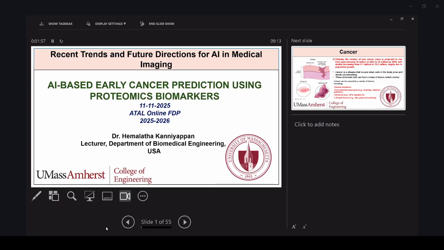So I have divided my talk into three main streams. The first will be the introduction of cancer, what exactly it is. I know it is too much biomed, and moreover, the topic of this Atal FDP is AI in medical imaging. However, my topic is mainly based on AI in medical diagnostics. It is pretty deviated from the real topic, but I feel it is much needed in the current scenario. So this is how the flow of my talk goes.